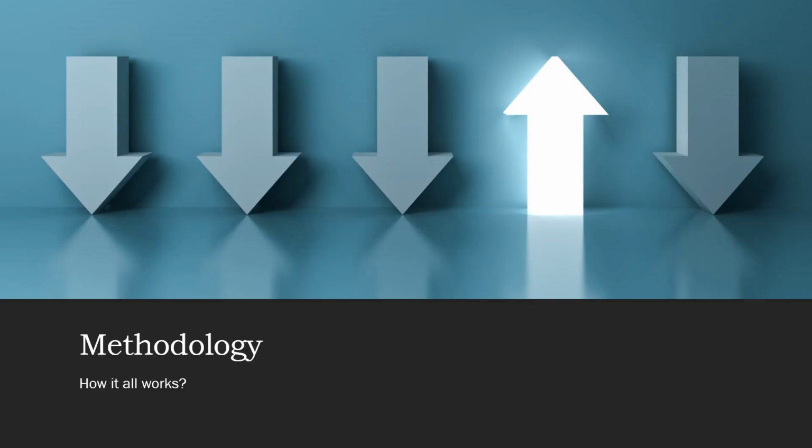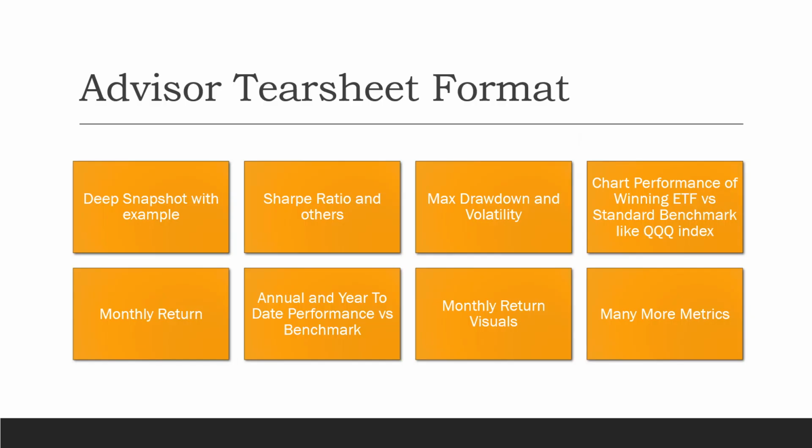So how does it all work? What's the methodology? Well, basically, we format everything as if you were to get it from an advisor in a tear sheet format. This enables you to have a deep snapshot with examples. We have a focus on Sharpe ratio, among other metrics. We'd also suggest that you pay attention to max drawdown and volatility ranking. We'd also have you focus on chart performance of winning ETFs versus standard benchmarks like QQQ index. That basically means that you are outperforming the benchmark.